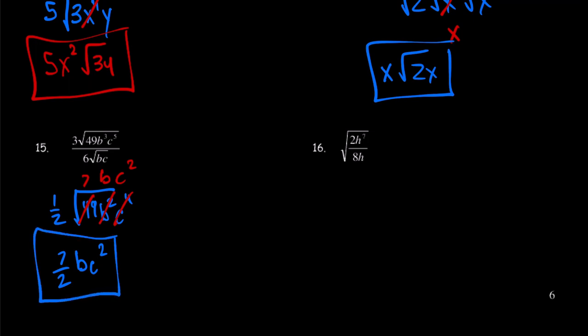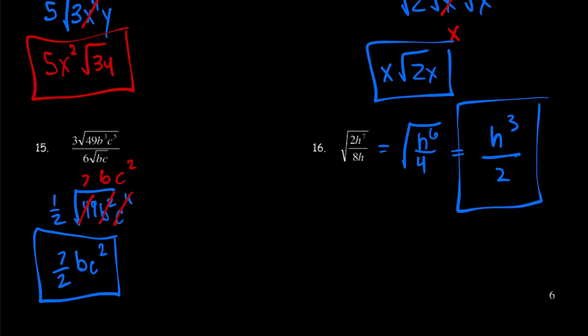And my last one. So again, I'll divide this out. Notice the 2 is on the top, 8 is on the bottom, so I'll have a 4 on the bottom, so that's the same thing as 1/2. H to the 7th divided by h is h to the 6th. Now, both of these are perfect squares. So square root of h to the 6th is h cubed. And square root of 4 is 2. And that's my final answer.